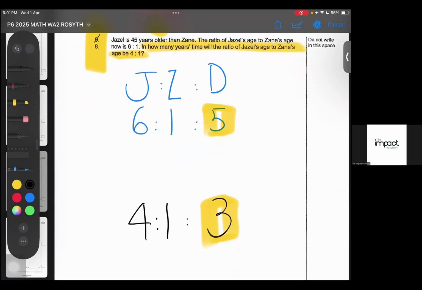You understand or not? You know why or not? J and Z. Why is it that the difference is not the same? Because it's like two different numbers. No, because the teacher who created this question has already simplified the ratio for you.